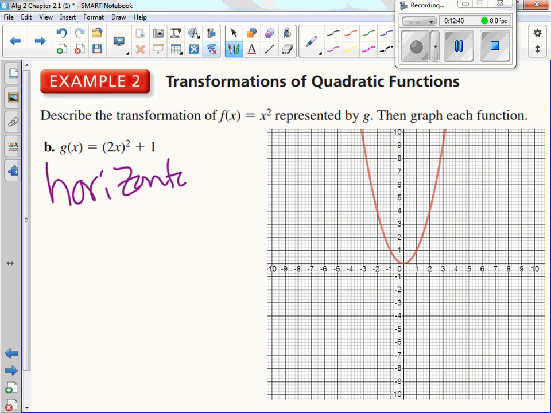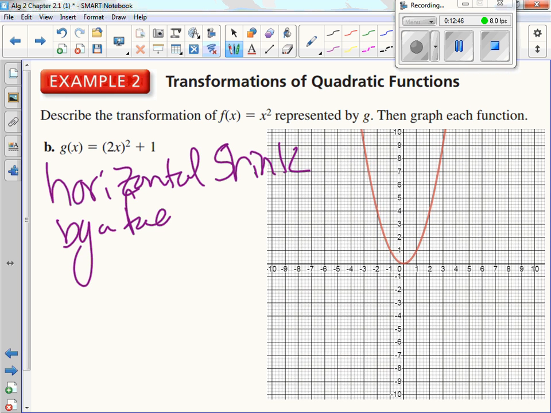Horizontal shrink by a factor of what? 1/2. Because again, this is why I skipped this part of the section. Because again, it's that flip. It's the flip because it's not really saying it's 2, it's actually 1/2. It's odd, it's strange, it's weird.